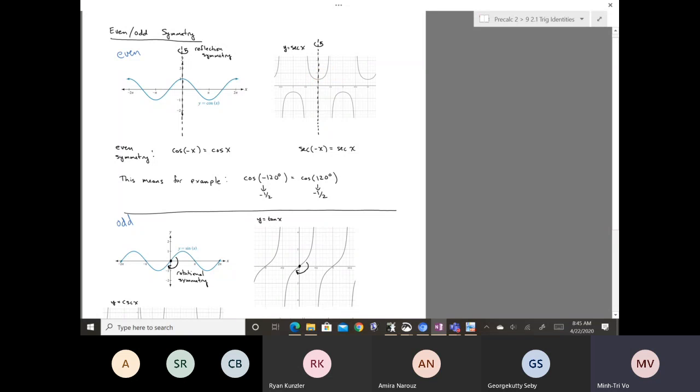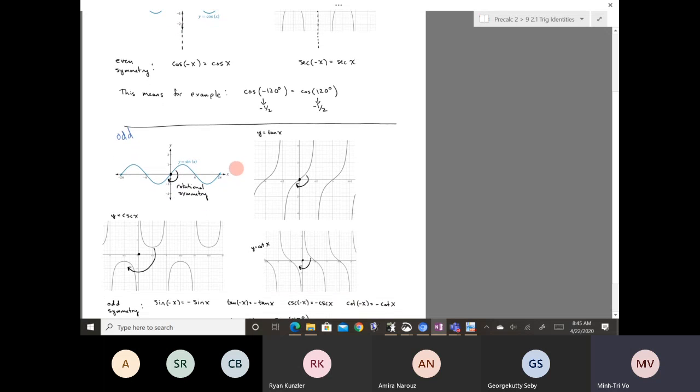So that's even symmetry. And then odd symmetry is a little bit harder to see. Odd symmetry is rotational symmetry, right? If you mark off the origin, and then you take the right half and rotate it 180 degrees, then you get the left half, right?